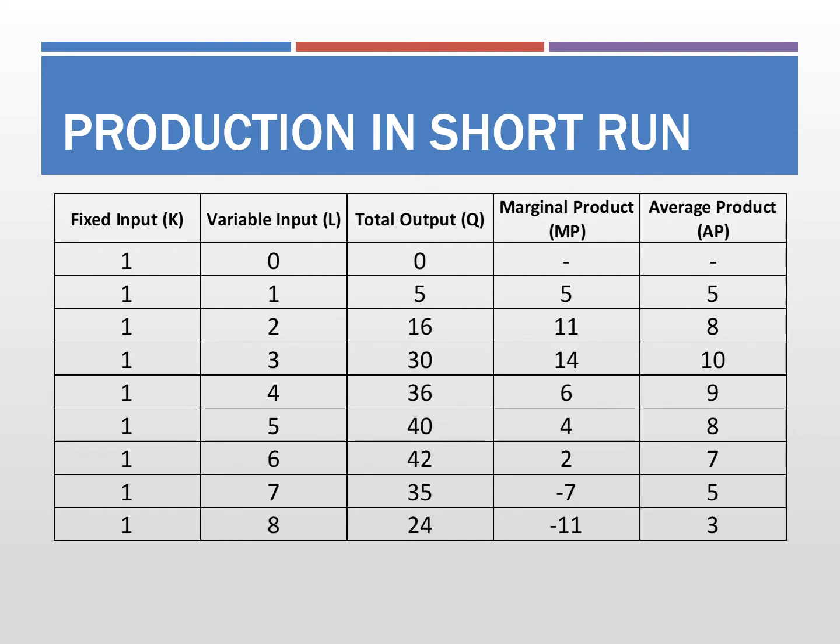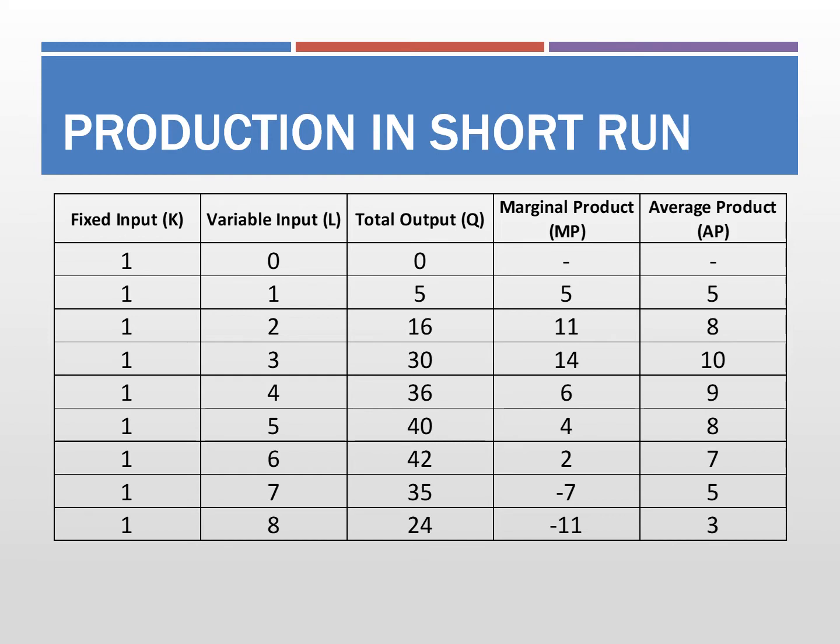Here's a table that demonstrates the production in this hospital. First, we have to learn how to read this table. As you can see, the first column is called fixed inputs, which is the capital. The hospital will always have one unit of fixed building that it is going to use to provide the service. That's why the fixed input will never change. It will always have a value of 1.